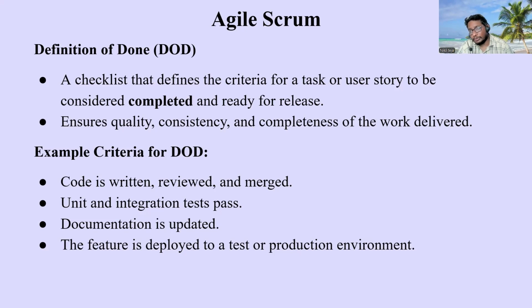So before releasing it to the actual users, the real world users in the production environment, the code is written, reviewed, and merged. Testing has also been done. Unit and integration tests pass. Documentation is updated; we will update the documentation that this user story or task has been released. And the last point is that the feature is deployed to a test or production environment. Production environment is where it is released for the use of actual people in the real world.